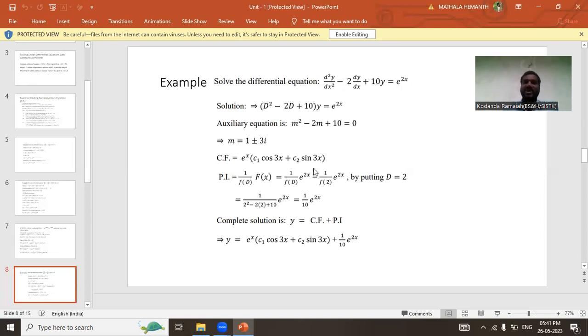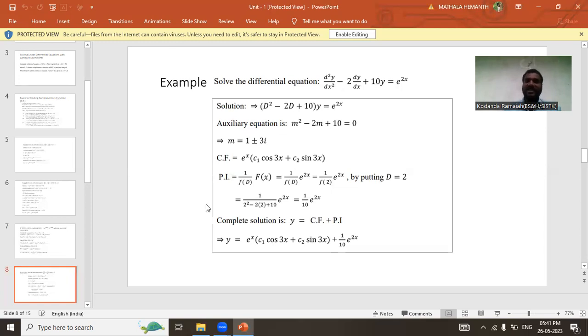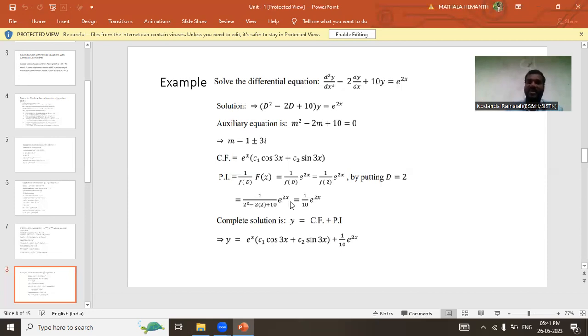Next we find the particular integral. The particular integral equals 1 by f of D into f of x, where f of x means the RHS term, here e power 2x. So it is 1 by f of D into e power 2x, where f of D is D square minus 2D plus 10. Replacing D with 2, we get 1 by 2 square minus 2 into 2 plus 10, so the particular integral is 1 by 10 into e power 2x.